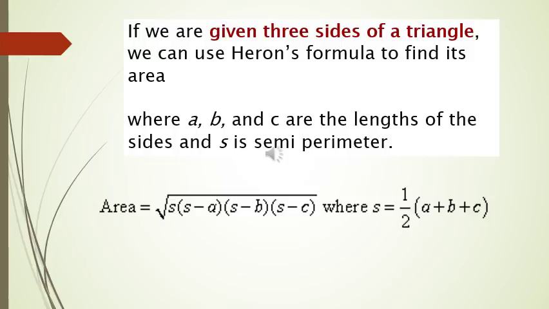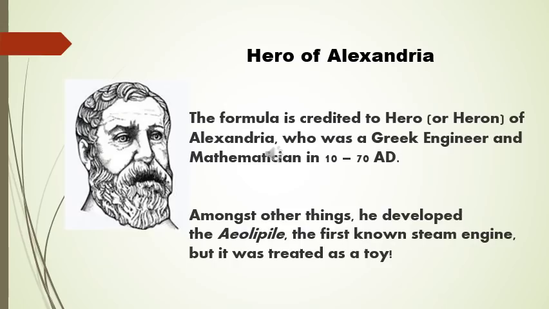S is the semi-perimeter. I have already revised perimeter with you. Perimeter is the sum of all the three sides. So semi-perimeter is perimeter divided by 2, and the formula is under root of S times (S minus A) times (S minus B) times (S minus C), where A, B and C are the lengths of the three sides of a triangle. This formula is credited to Hero of Alexandria, who was a mathematician.